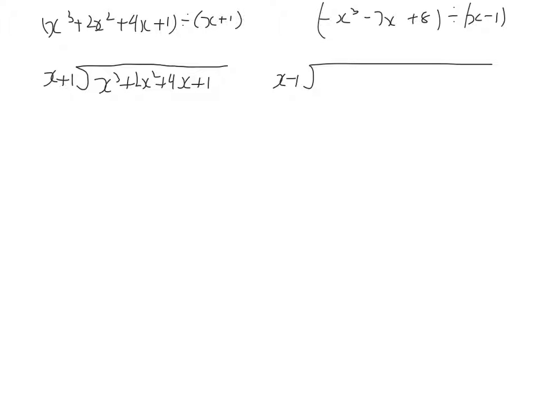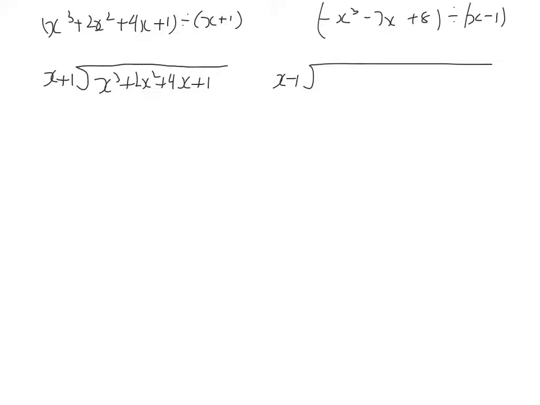Now, to divide polynomials, so we're dividing one function by another, what we do, we list them and then we perform a long division. So here we've got x cubed plus 2x squared plus 4x plus 1 being divided by x plus 1. Then we'll have a look at negative x cubed minus 7x plus 8 being divided by x minus 1. So whatever is our divisor goes at the front, and whatever we're dividing goes underneath this symbol here. And then from there we go through and we divide each thing term by term.